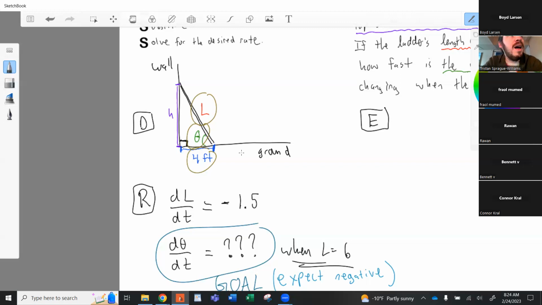Okay, sure. I think in the other one, the L was constant. So this is a very similar problem, but I switched which one was constant. Now the base is constant, and the hypotenuse is the variable.